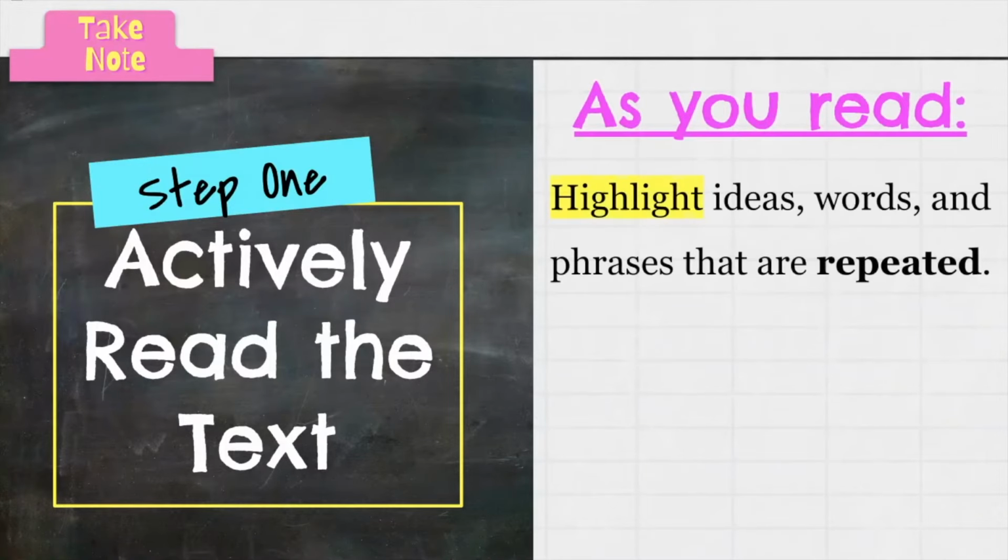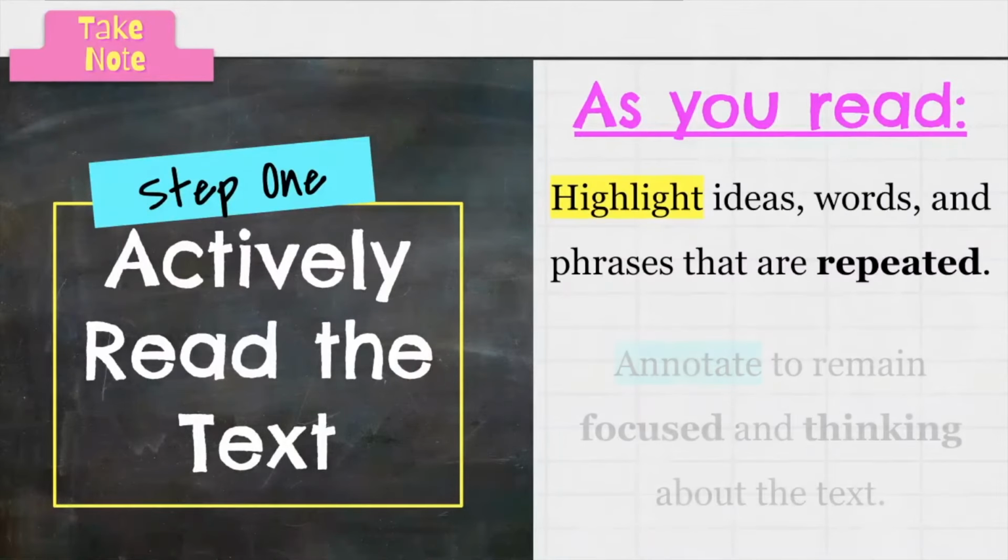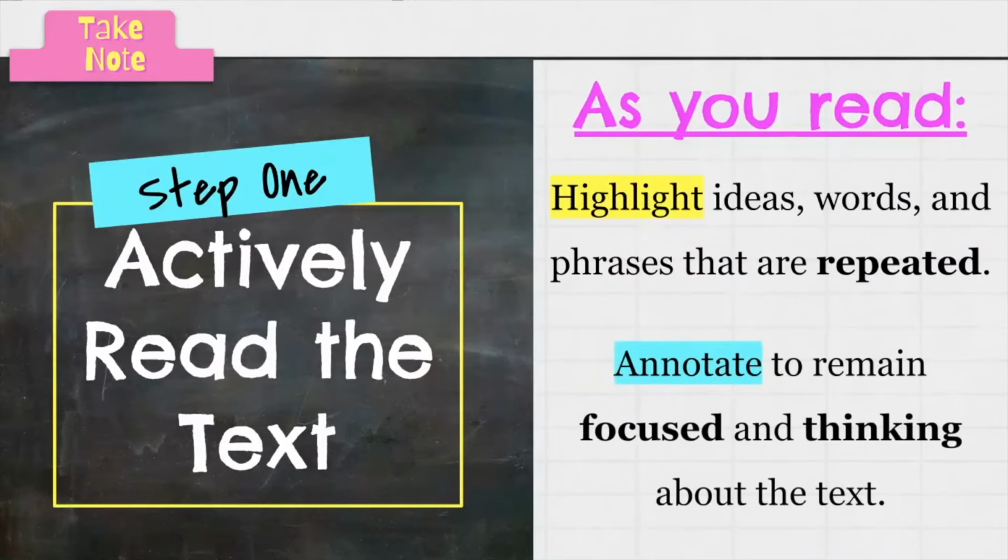So as you read, you highlight ideas, words, and phrases that are repeated. You annotate to remain focused in thinking about the text. So annotate means you jot down maybe doodles, things that you can see, reactions, questions, big ideas, that kind of thing. So if you read with a purpose, then you're more likely to stay focused. All right, so that's step 1, actively read.